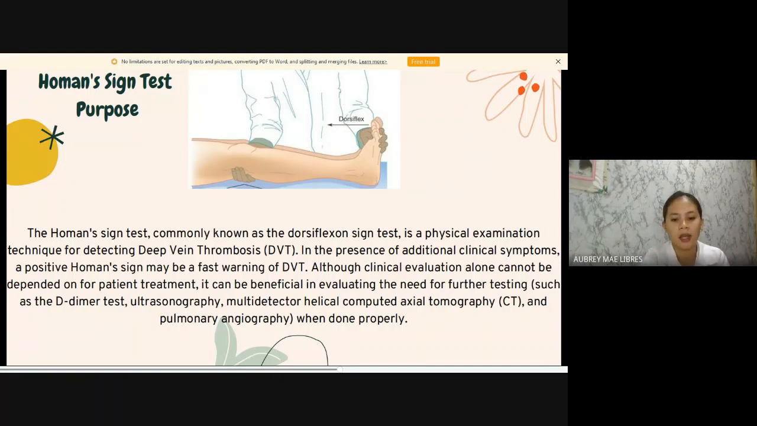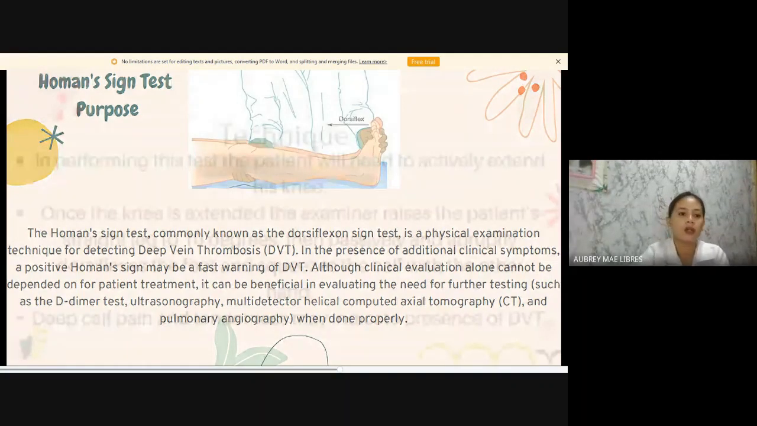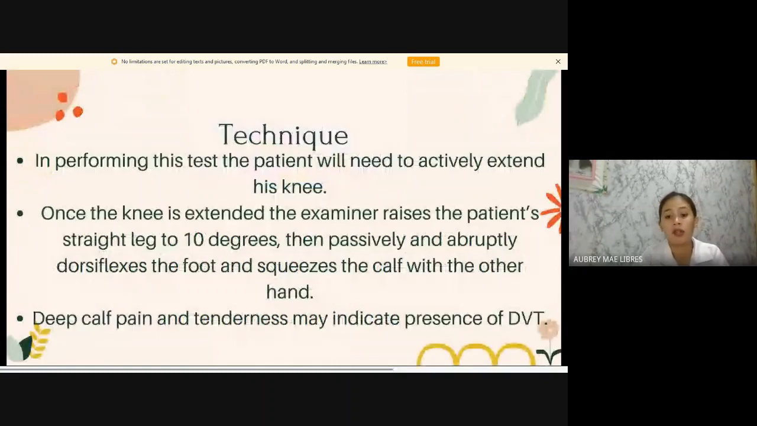There are potential complications of a DVT. A pulmonary embolism, the PE, occurs when a clot breaks away from the leg area and travels to the lungs. And the PE is a medical emergency. You should call a doctor. There is also a technique in performing this test. The patient will need to actively extend the knee. Once the knee is extended, the examiner raises the patient's straight leg to 10 degrees, then passively and abruptly dorsiflexes the foot and squeezes the calf with the other hand. Deep calf pain and tenderness may indicate the presence of DVT.